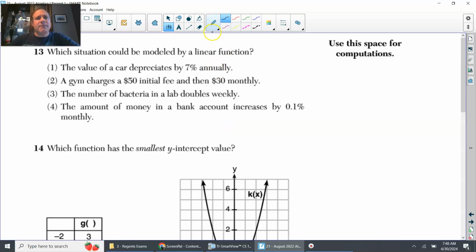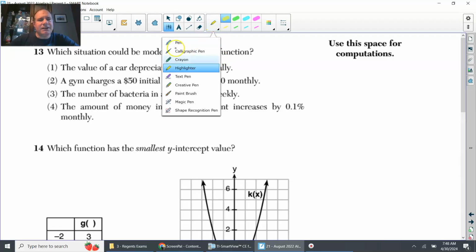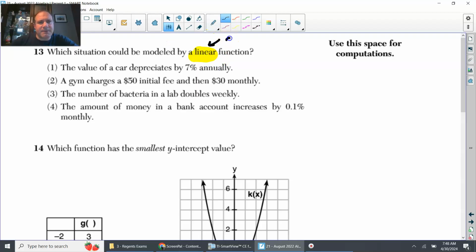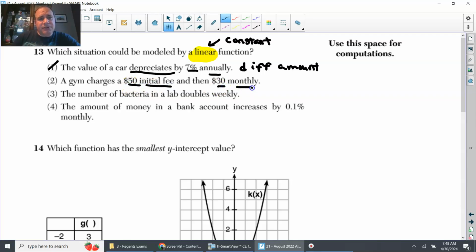Which situation can be modeled by a linear function? Linear. So linear is a constant. Remember, it has to be constant. The slope remains the same. So a value of a car depreciates by 7% annually, a different amount every year. Different amount, no good. $50 initial fee and then $30 monthly. This is a constant. So that would be linear, 2.